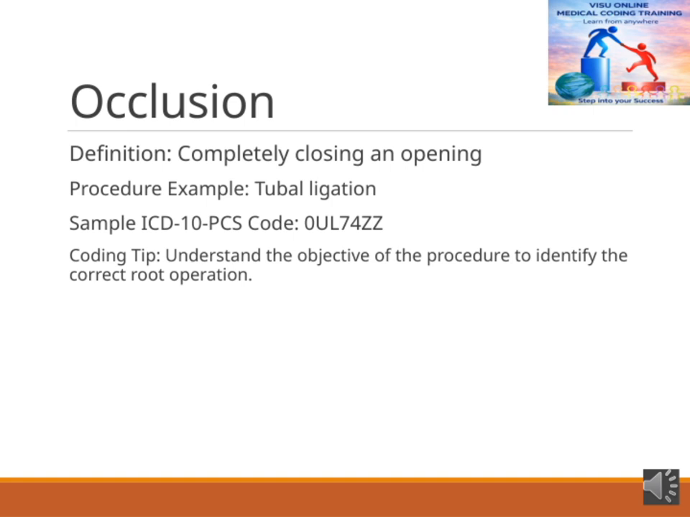A crucial coding tip to remember is that you need to understand the objective of the procedure. Knowing the goal helps you identify the correct root operation, which in this case is occlusion. So, when you're reviewing procedures, always ask yourself, is the goal to completely close or block an opening? That's the core of understanding and coding occlusion procedures accurately.